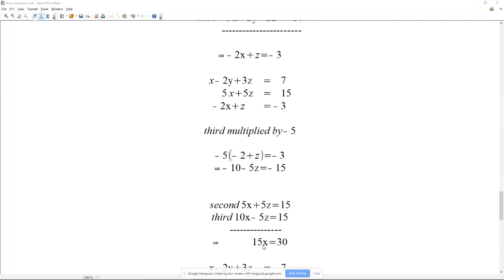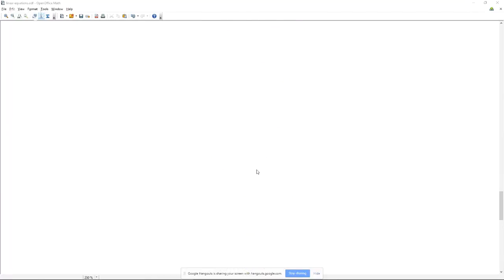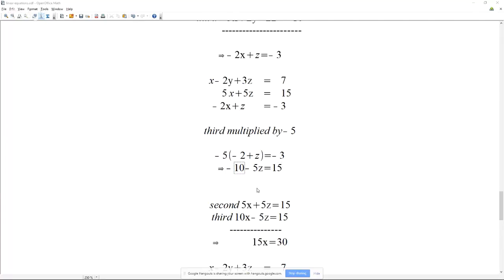I made a mistake. Where? Yeah, on the third multiplied by -5. On the right-hand side, it should be positive 15. Because -5 times -3 is 15. There you go. This is exactly what I said.